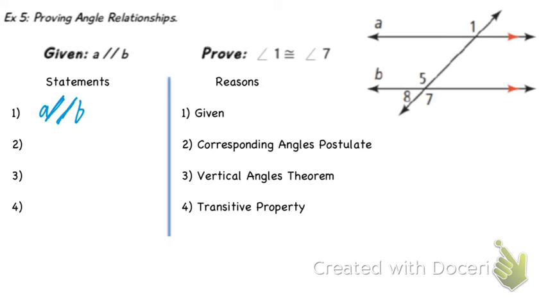Which 2 angles are corresponding? Angle 1 and angle 5. So the corresponding angles postulate would say that those angles are congruent. Angle 1 is congruent to angle 5. And we can mark that on our picture with a little arc.